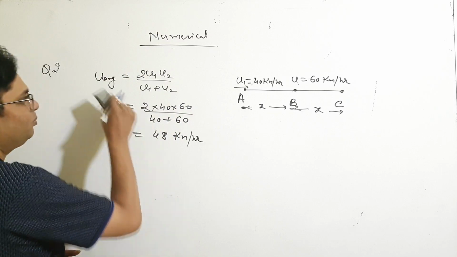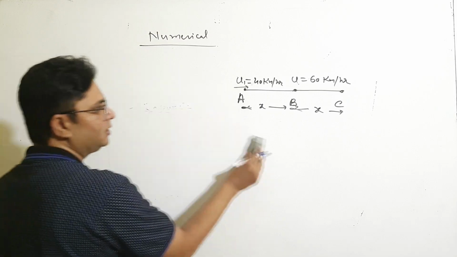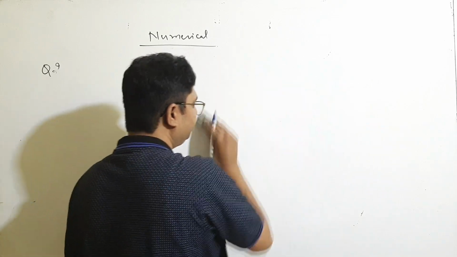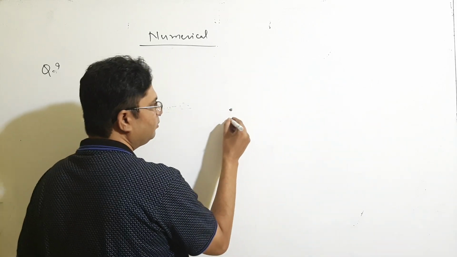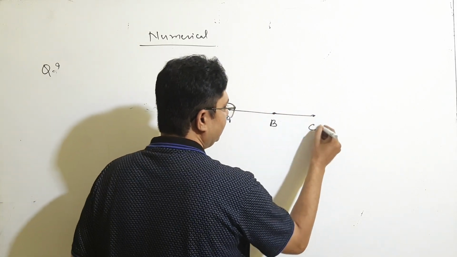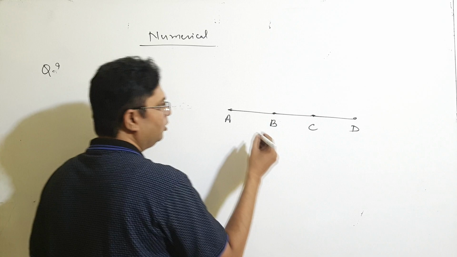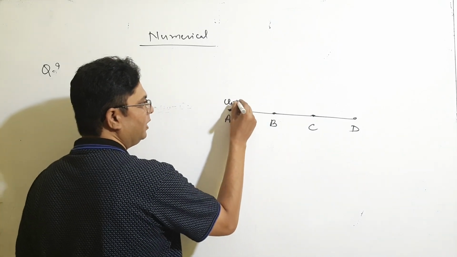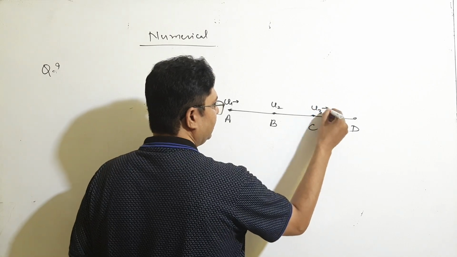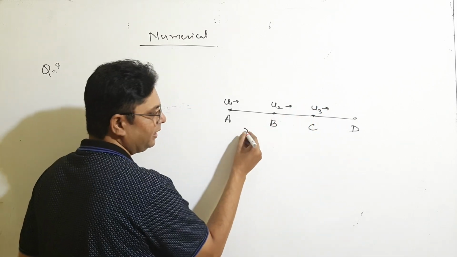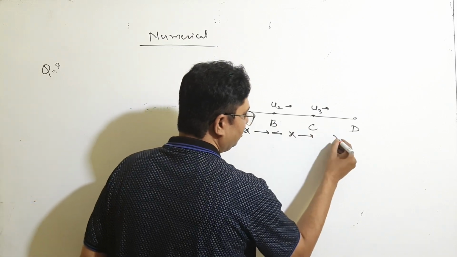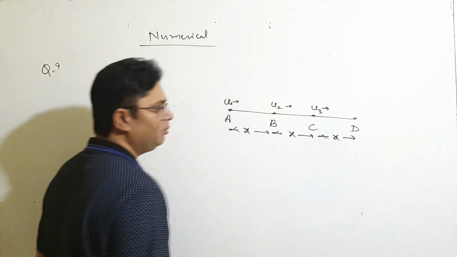Now, average speed for three equal parts of distance. This means that the question says there is a body, object A, that moves to B, then moves to C, then moves to D. So from A it starts with u1, from B with u2, from C with u3. The distance from A to B is x, from B to C is again x, and C to D is again x. Then what will be the average speed?